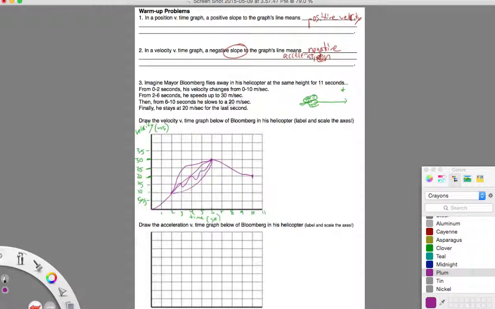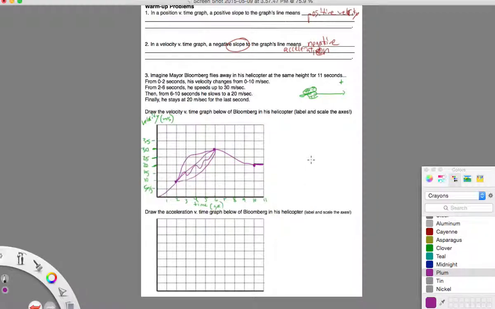Finally, he stays at 20 meters per second for the last second. So he just has a straight velocity. His velocity does not change right there. That's the only one that you know is going to be a straight line for sure. So this graph could be anything. It just has to hit these points, this point, that point, and this point, and have this straight line there. And you get full points on that.